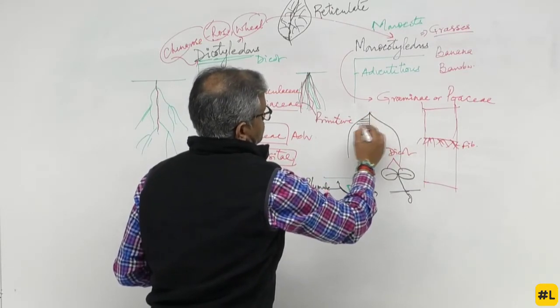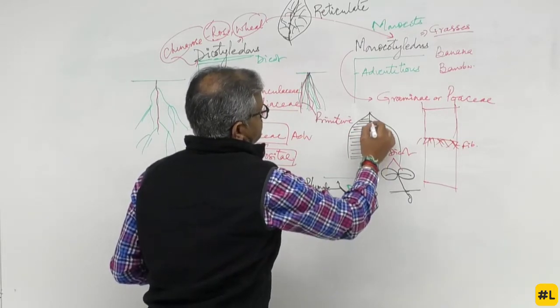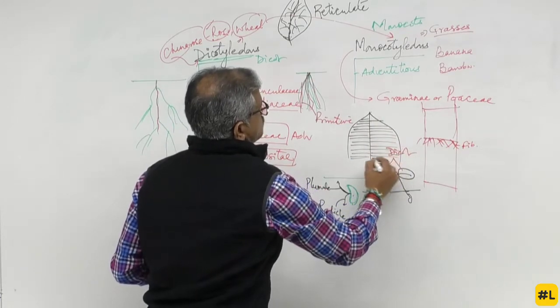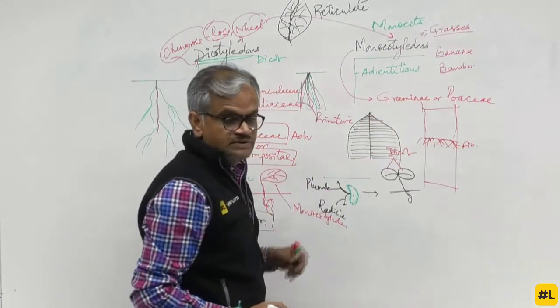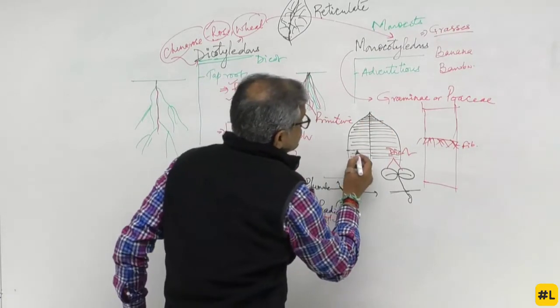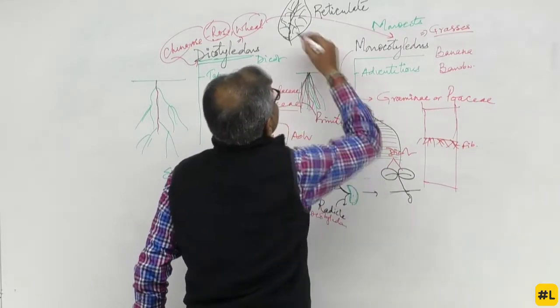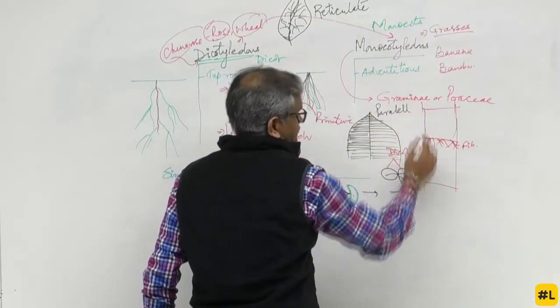they have an arrangement of veins on the leaf, which is called as venation. Arrangement of veins on the leaf is called as venation. Here you can see it is parallel venation, whereas here you can see it's reticulate. This is a very classical example.